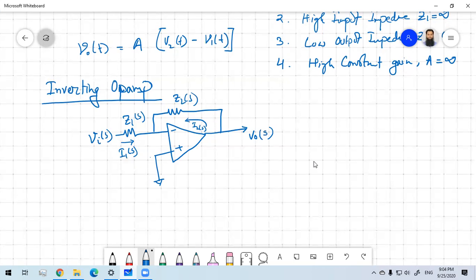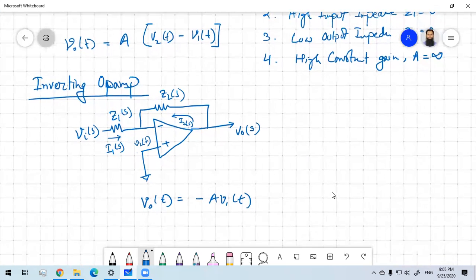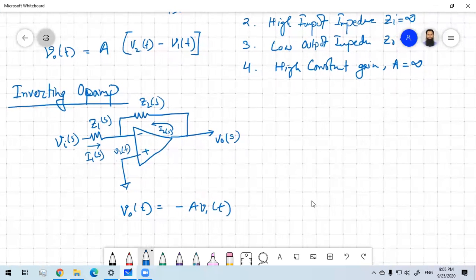Okay, so what should be your output? The output is v0(t) according to the previous one. V2(t) is actually grounded, isn't it? V2(t) here is grounded. So minus a V1(t) should be your output. So let us try to find out the effect of this feedback Z1 and Z2, how it is actually affecting our gain. Previously we had a very high gain, okay?